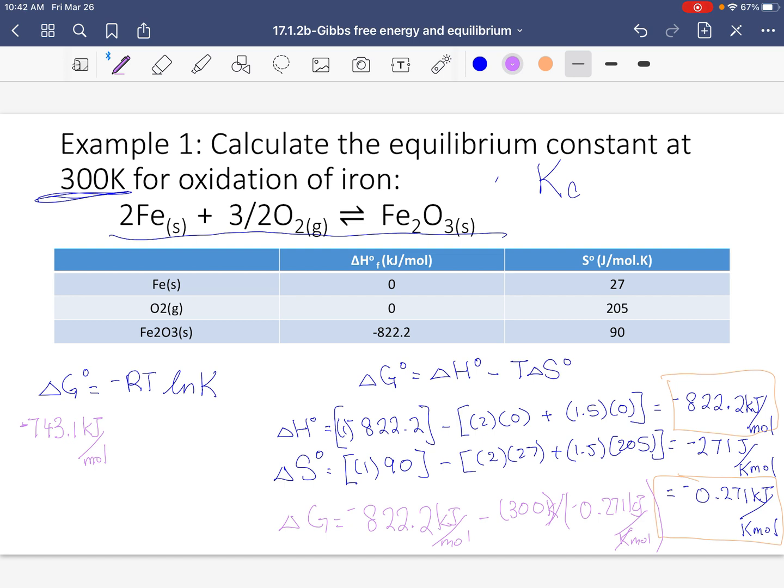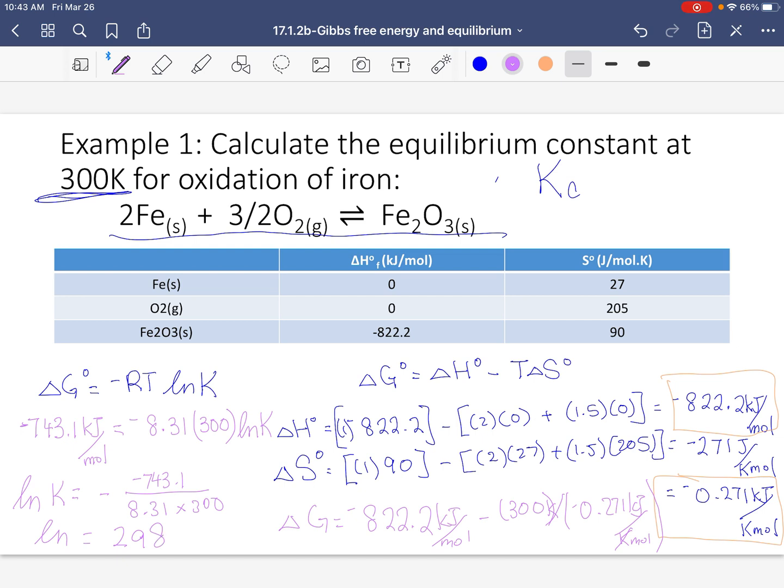And hopefully you totally understand why. That is equal to negative R, which is 8.31, times the temperature in Kelvin, that's 300, and ln K. Now that means ln K is equal to negative 743.1 over 8.31 times 300. So ln K is 298.